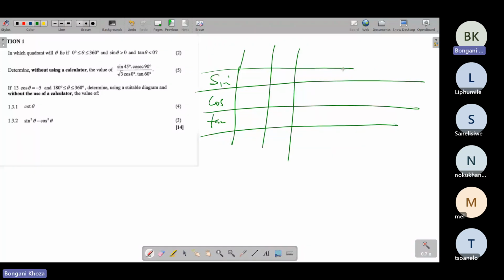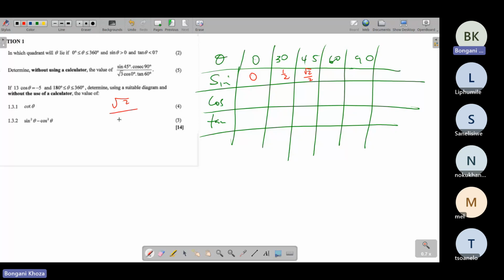You can find your own ways of remembering these. This is what I usually do. If my angle is 0, 30, 45, 60, 90, and so on. Sine 0 is 0, sine 30 is 1 over 2, sine 45 is root 2 over 2. Root 2 over 2 is the same thing as 1 over root 2. So if you know it like this, it's the same thing as that, right?